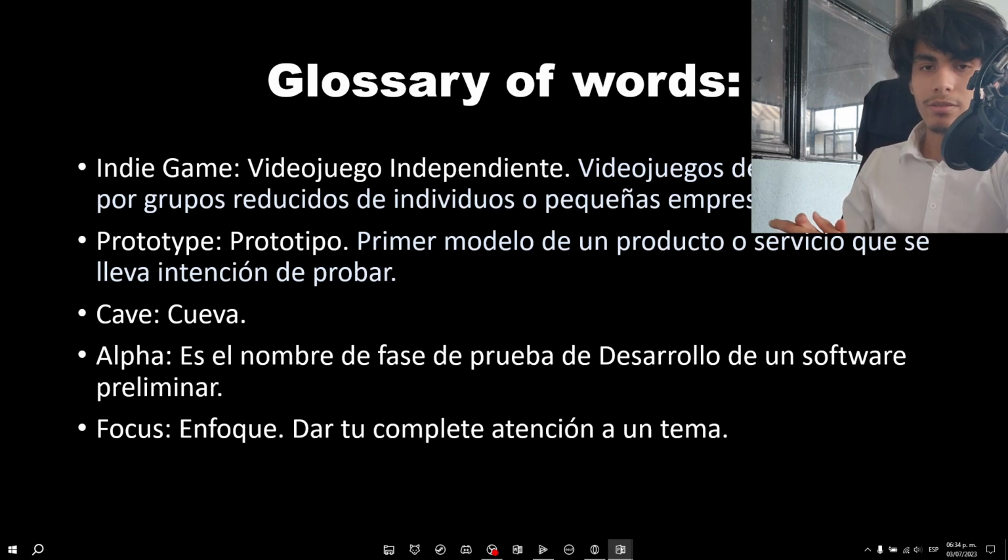Indie game. An indie game is videojuego independiente. Videojuegos desarrollados por grupos reducidos de individuos o pequeñas empresas. Prototype, which is prototipo. Un primer modelo de un producto o servicio que se lleva a intención de probar. Cave is cueva. It even sounds similar to Spanish. Alpha es el nombre de fase de pruebas de desarrollo de un software preliminar. Focus, enfoque, dar tu completa atención a un tema.